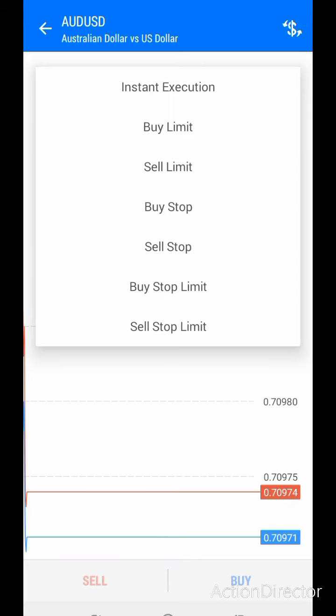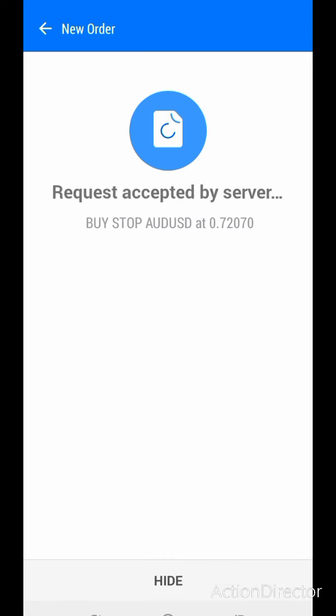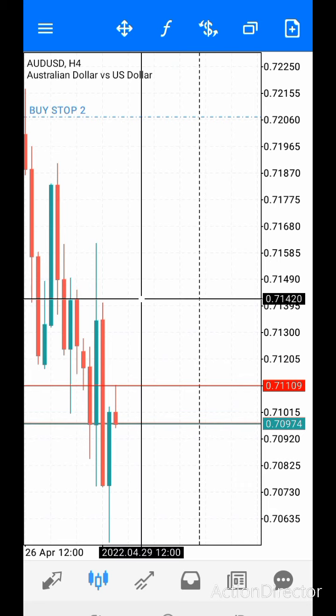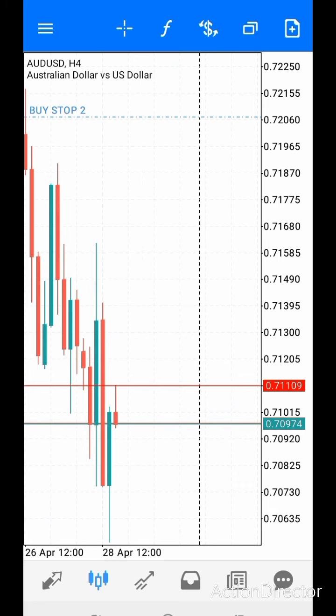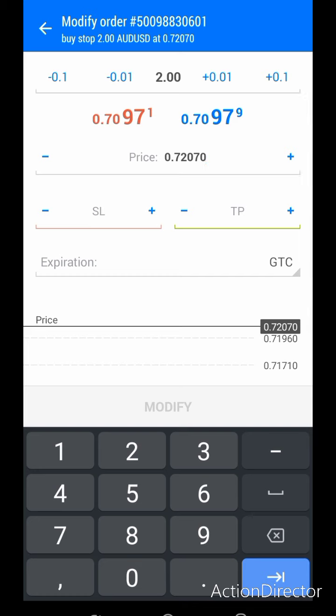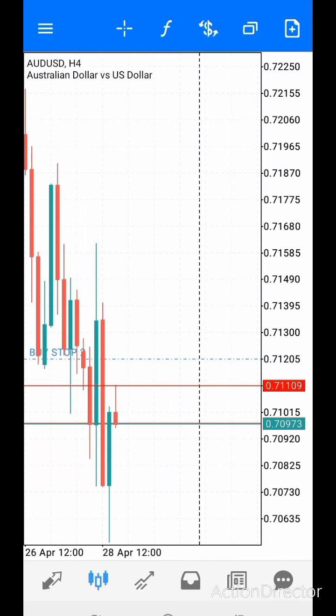So I'll go to buy stop, 0.7207. I'm not sure if I got that correctly, but there's no issue though. So wow, that's too far. I said 0.7125. I can easily correct it. 0.7125. Boom, that's it here, as you can see.